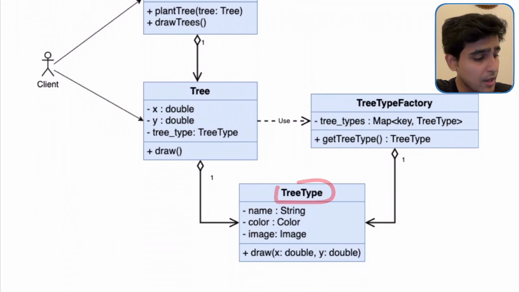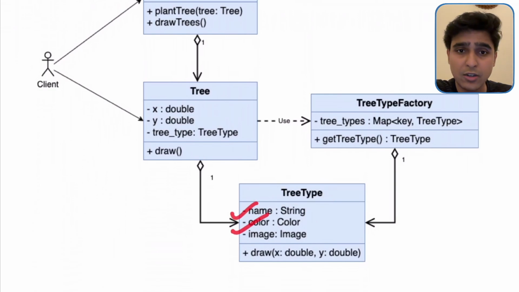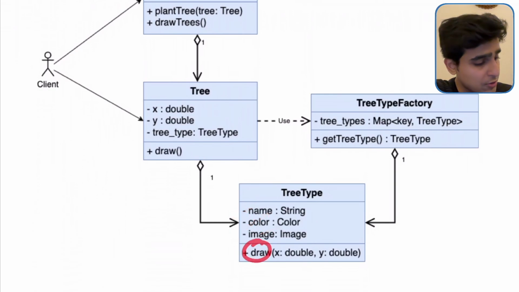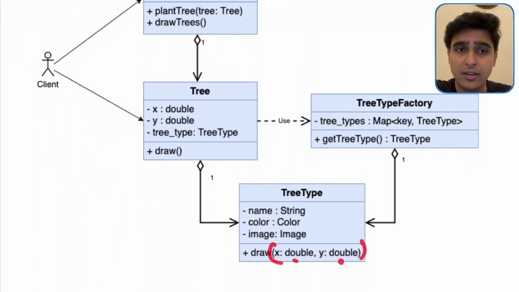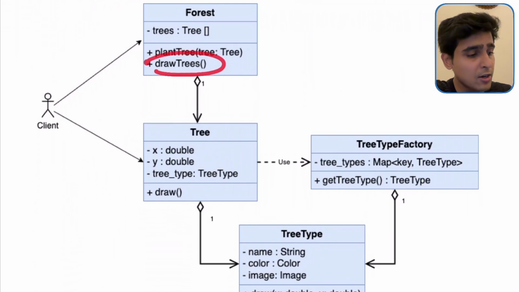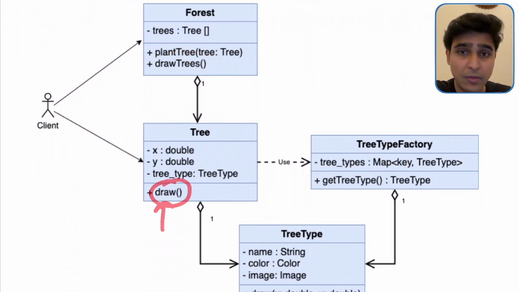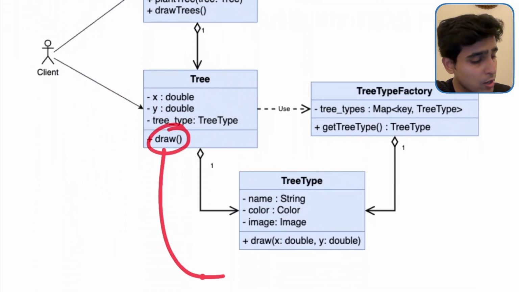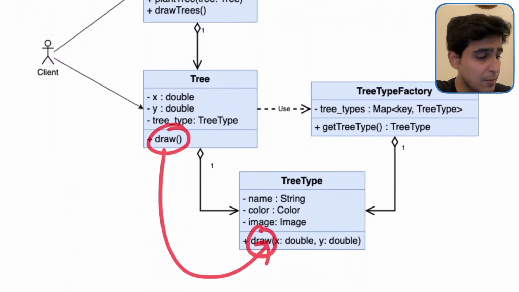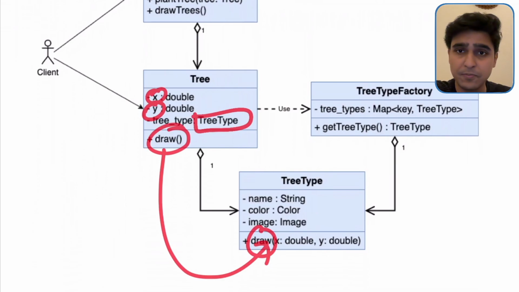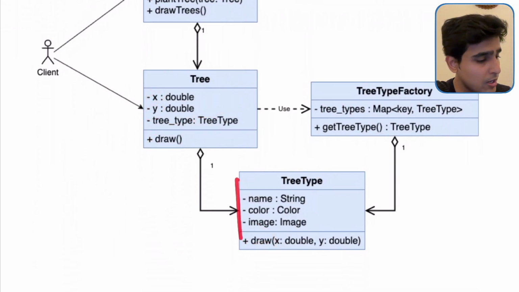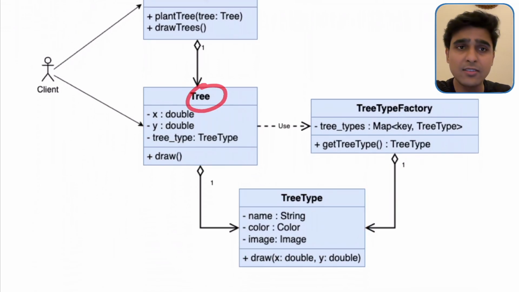So tree type has the name of the tree, the color of the tree, and the image object of the tree. It also has a draw function, which, after providing the coordinates where to draw, will draw the tree. If you notice, in draw trees, it will call the draw function of every tree, and the draw function of the tree will call the draw function of the tree type it has, with the coordinates for this tree.